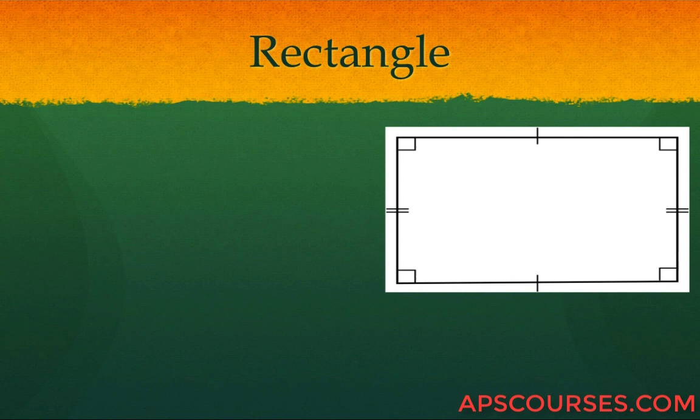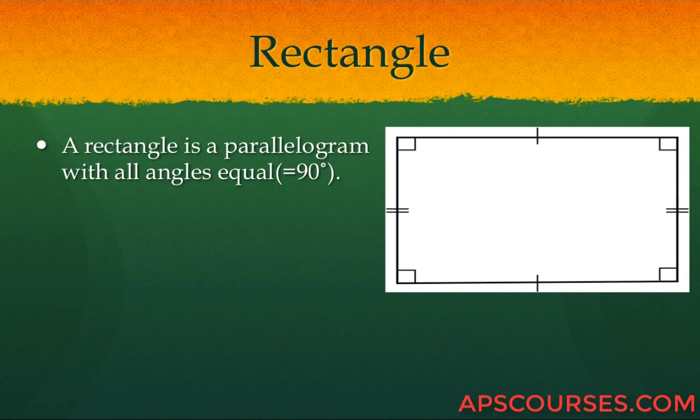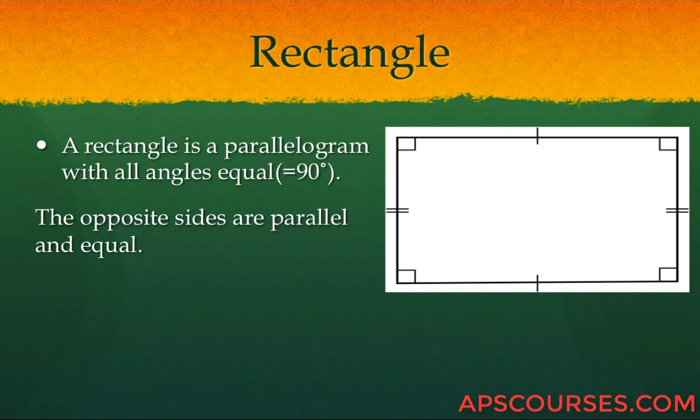Rectangle. This is how a rectangle looks. A rectangle is a special case of a parallelogram with all angles equal, and they are obviously 90 degrees. The opposite sides are parallel and equal.